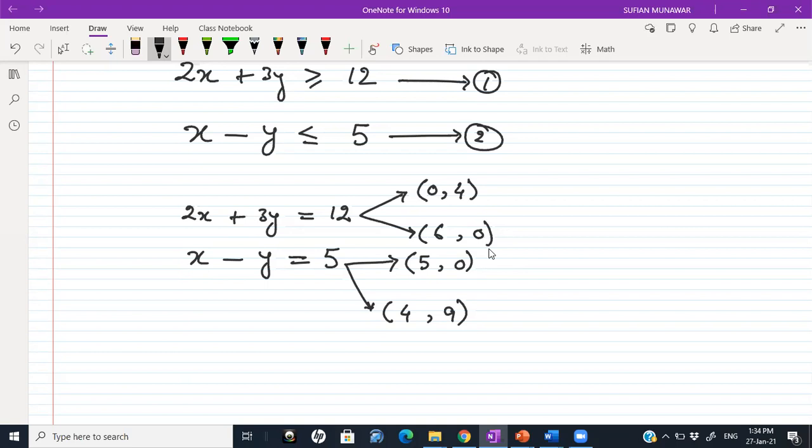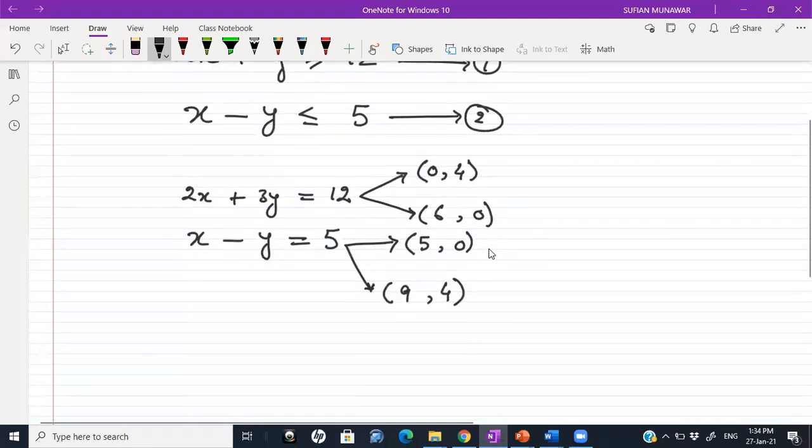I can give the value 4 to y so that I get a 9 here. Yes, right, now it is fine. So we got 2 points for the second inequality and 2 points for the first one. Now the next step is we will go to the sketch.